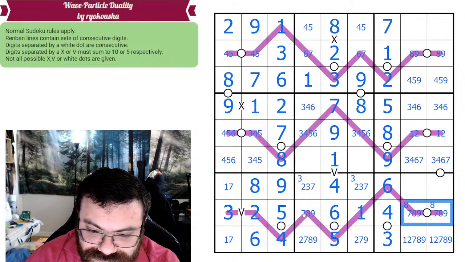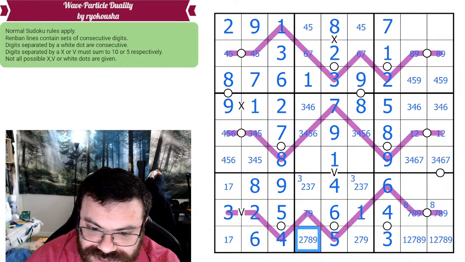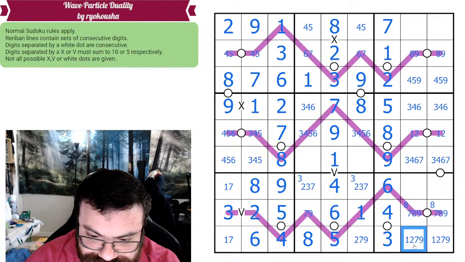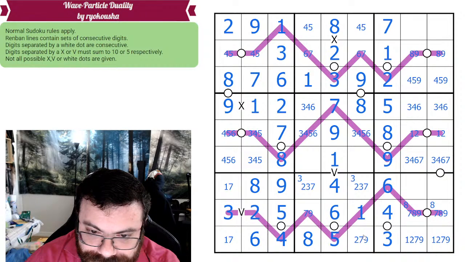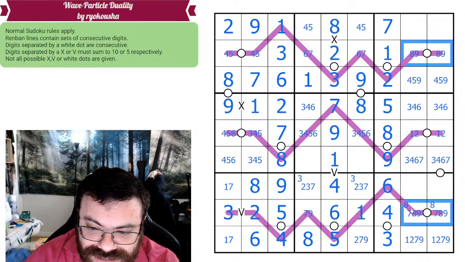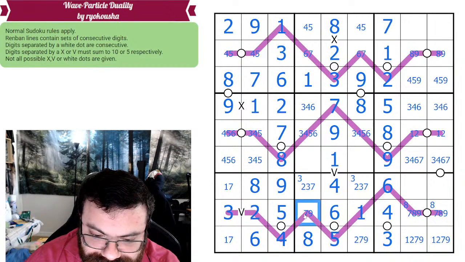The 8 is on the Renban, yes, that's not 8. Okay, so that places this 8. These also aren't 8. What are we doing on 8? Is that all of them? Almost. There's one on here, there's one on here, one on here. I could use uniqueness, but I don't want to.